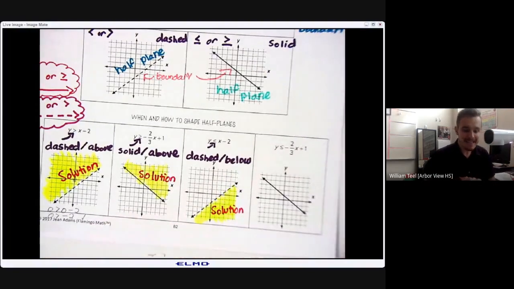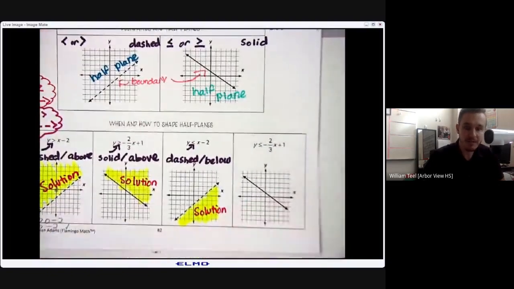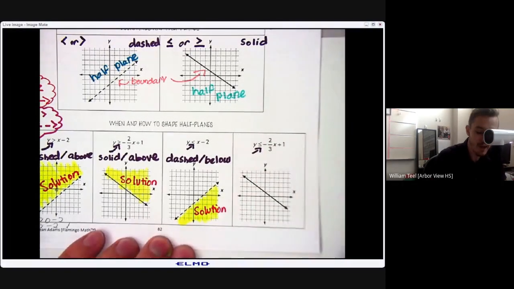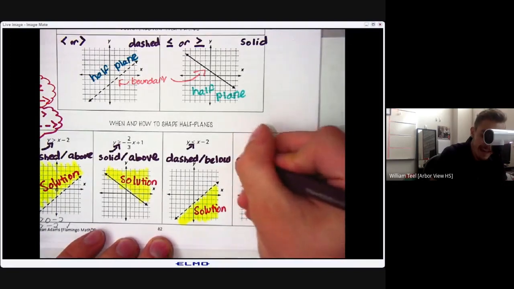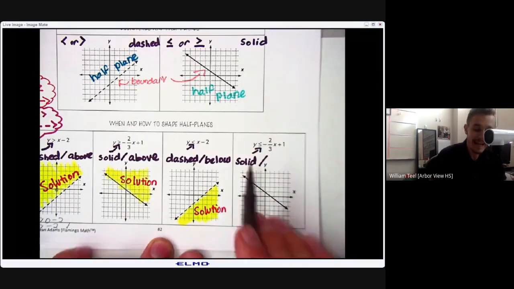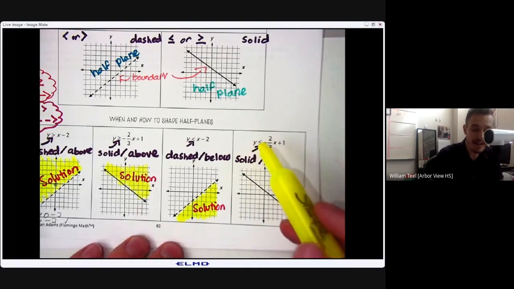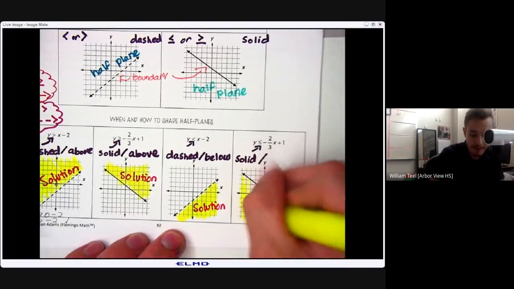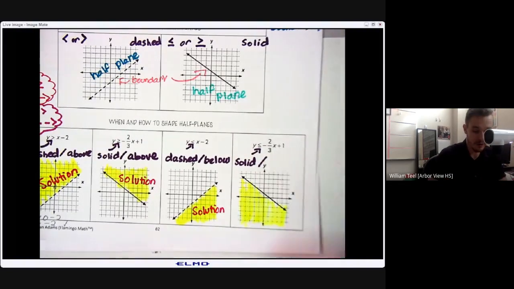All right, last but not least, let's go ahead and look at the last example. So we have y is less than or equal to negative 2/3 x plus 1. The first thing I always look at is to see, is this going to be a solid or a dashed line? Since there is an equal sign underneath the inequality, that means I am including all of the values on the boundary. So that's going to be a solid line. And since I have y is less than or equal to, all of those y values are going to have to be below the line. So I am shading below my boundary line. And all of those values are going to be your solution.